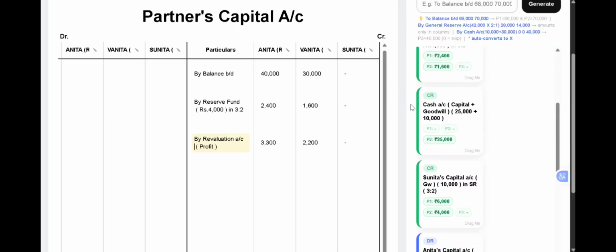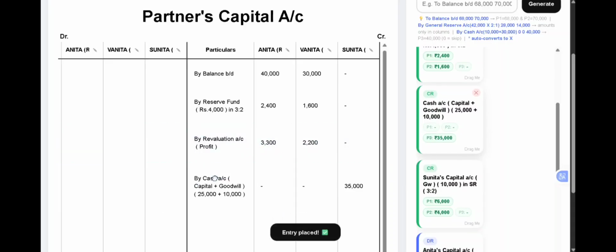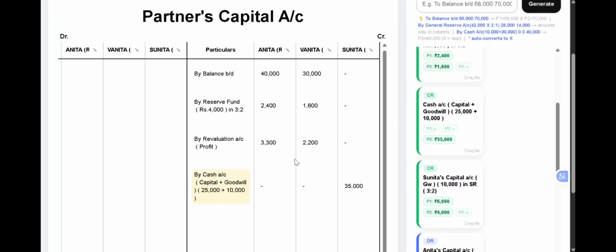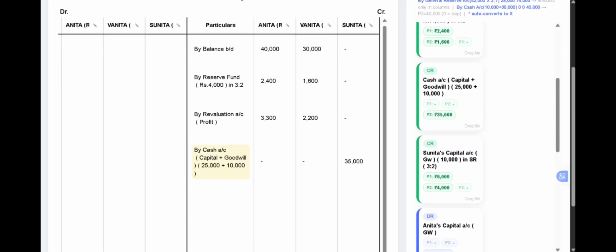Now the new partner Sunita brings in the capital as well as the goodwill. So it is the cash which is coming into the firm from Sunita. So it should be recorded on the credit side as by cash account, and this is brought in by Sunita as capital and goodwill. So that is 25,000 plus 10,000. Under Sunita's column, it is 35,000. So this is the cash which is brought in by the new partner.